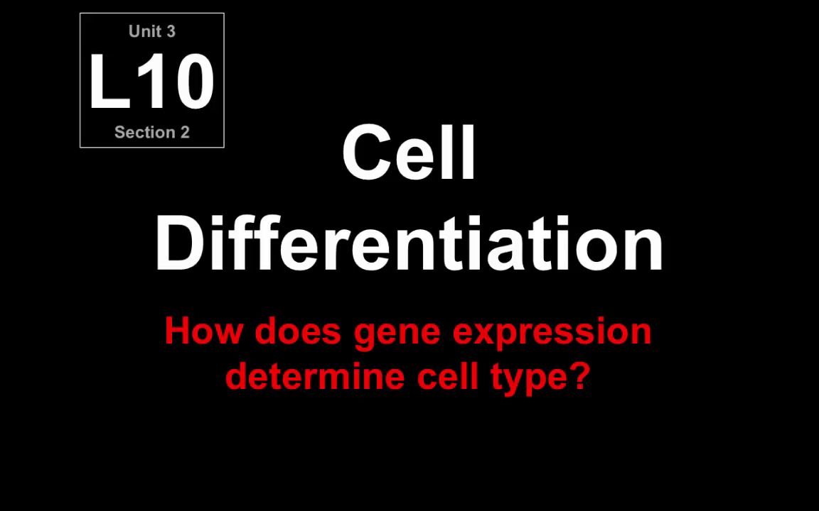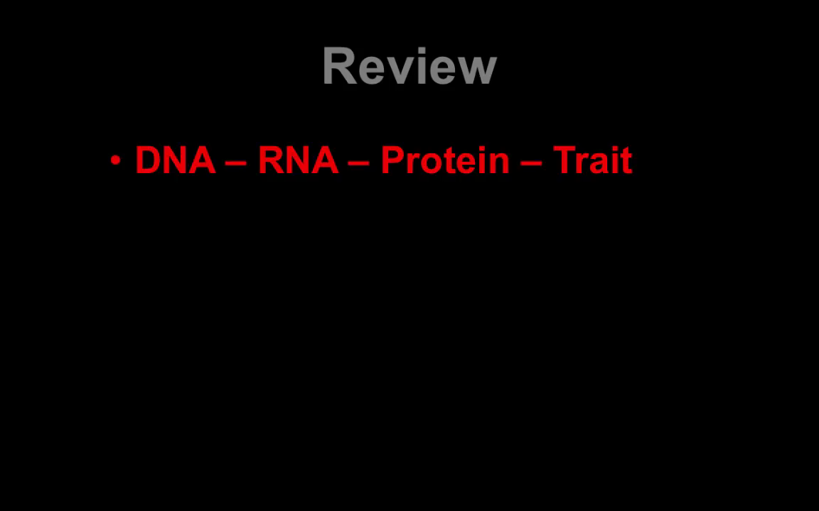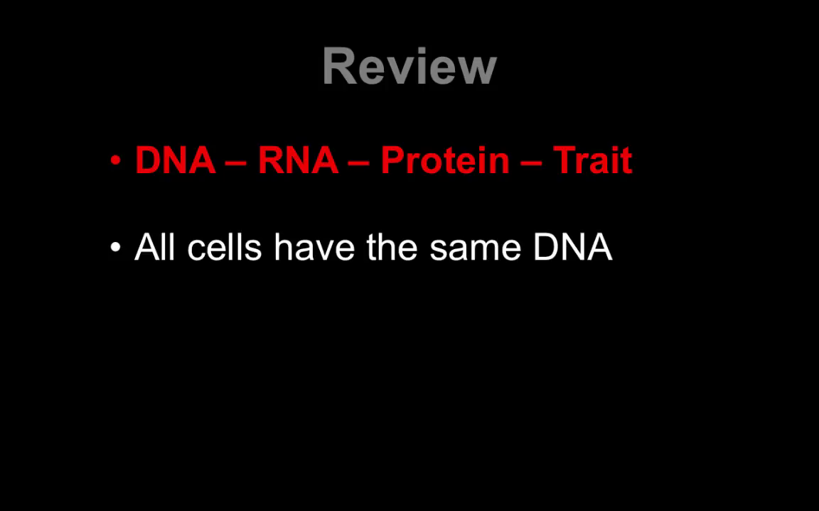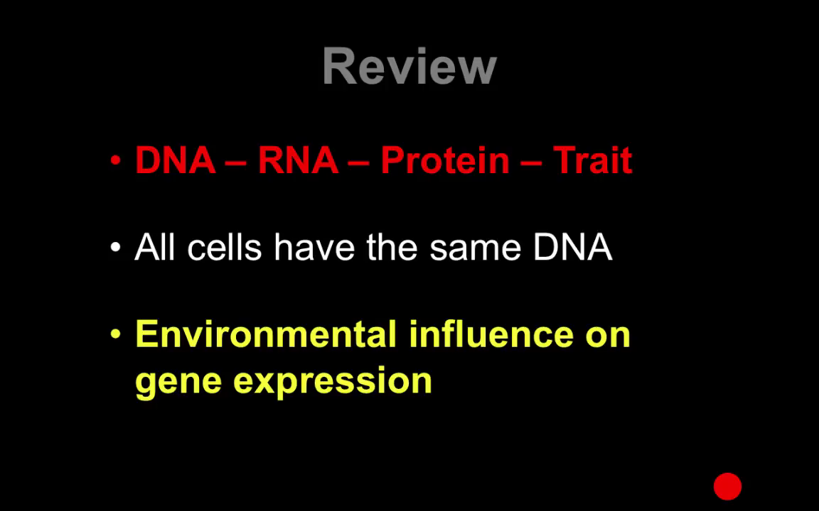In this lesson, we're going to look at how gene expression determines cell type through cell differentiation. So as a review, again, DNA, RNA, protein, trait. And remember, all cells in your body have the same DNA because they all started out as that single zygote. So all of your cells have the same DNA. And then also remember that environmental influences can change how genes are expressed. So that can be changing the amount of proteins, activating or deactivating genes, things like that.